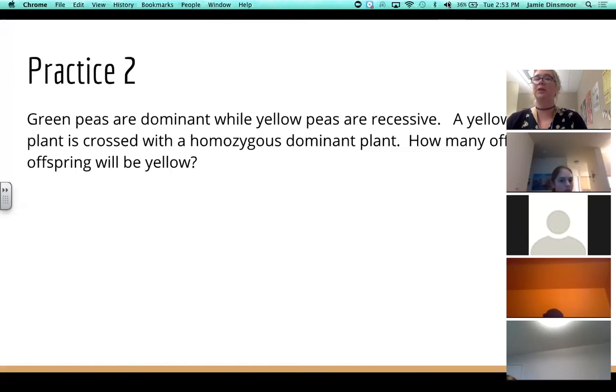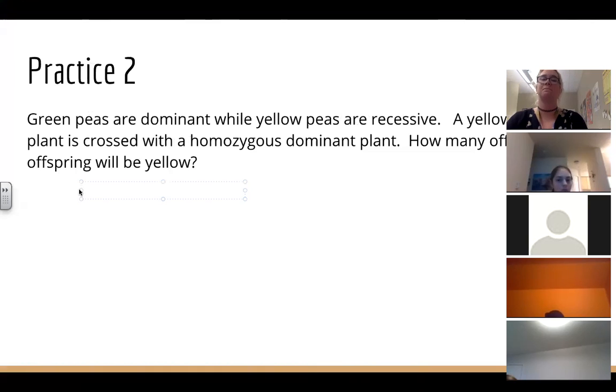We got multiple people saying 25%. Elizabeth says none. Any other thoughts here? Marissa also thinks 25%. Okay, so let's break it down. I'm not going to tell you guys what the answer is right away. What would our parents be? What about our yellow parent?